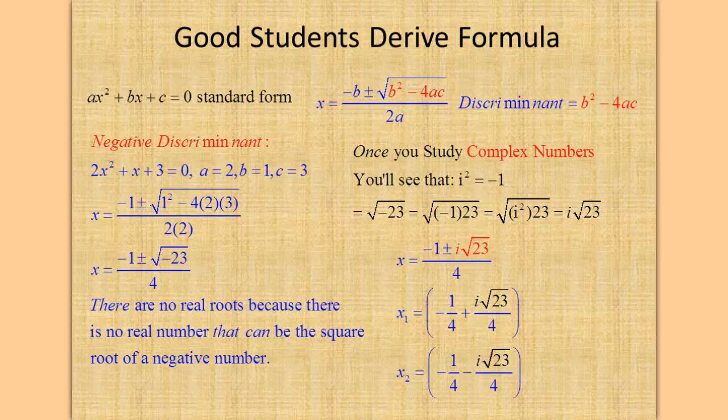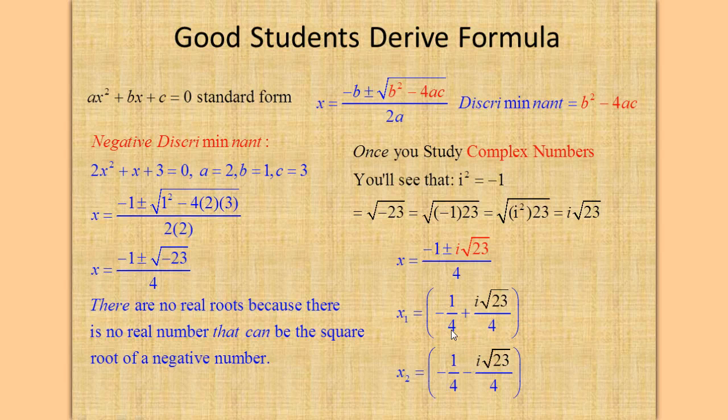So therefore, x is equal to minus 1 plus or minus i times the square root of 23, divided by 4. So we have two solutions, x1 and x2. x1 is equal to minus 1/4 plus i times the square root of 23 divided by 4. And we have x2 equals minus 1/4 minus i square root of 23 divided by 4. So we have two solutions.